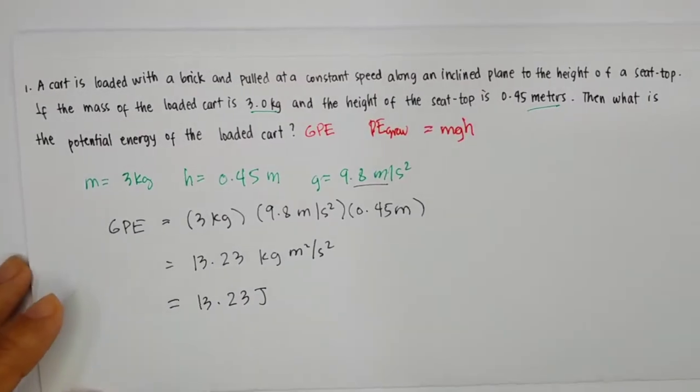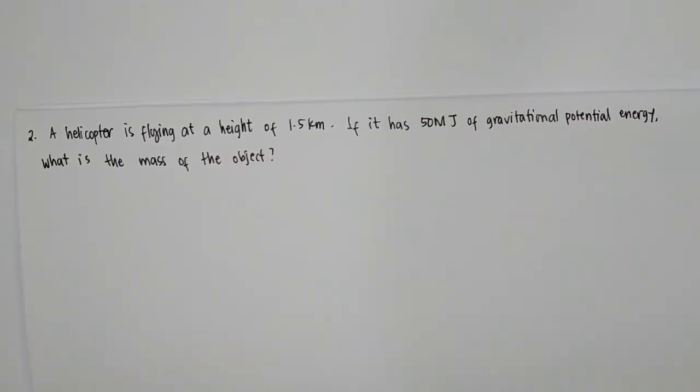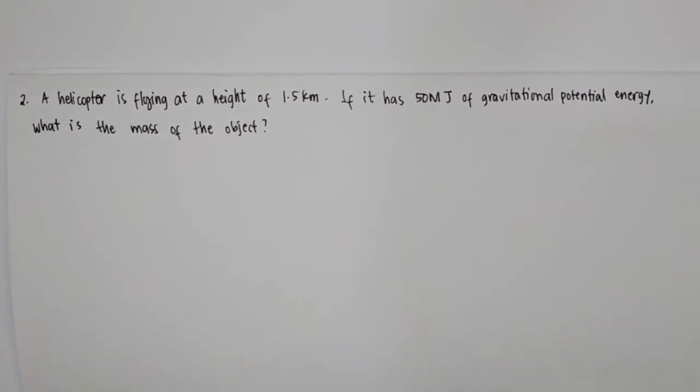Let's proceed to example number 2. We have here our example number 2. A helicopter is flying at a height of 1.5 kilometers. If it has 50 million joules of gravitational potential energy, what is the mass of the object?